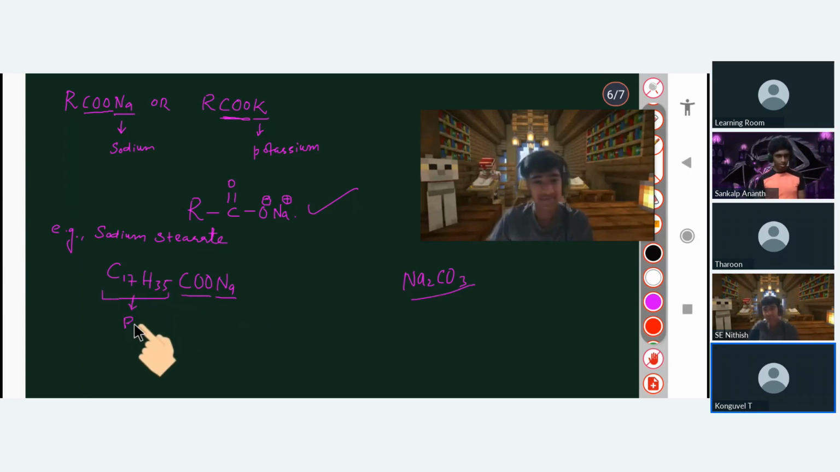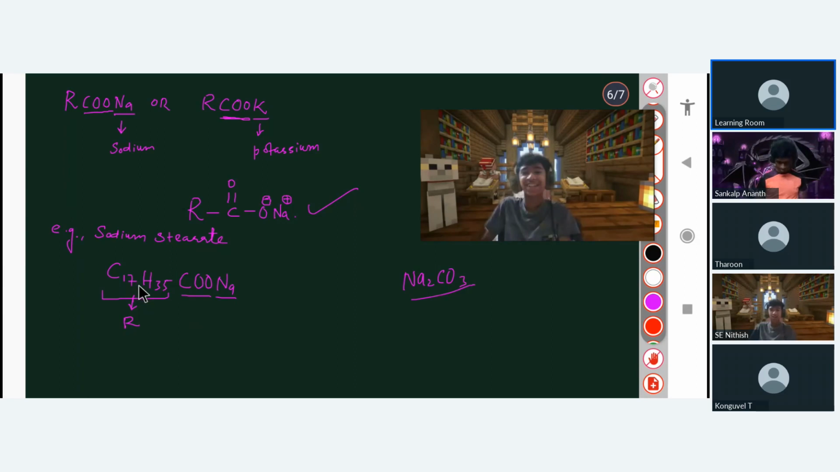Sir, what is R? R can be replaced with any long chain. That's why I told you it is the higher fatty acid. Here "higher" means the carbon number should be greater than 12. R stands for the fatty acid.